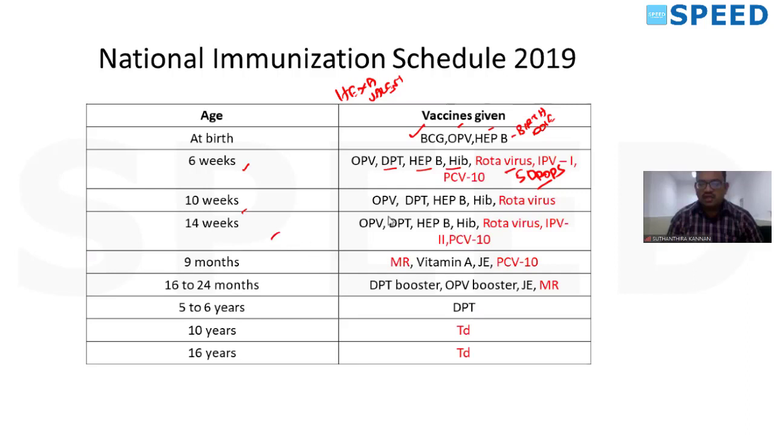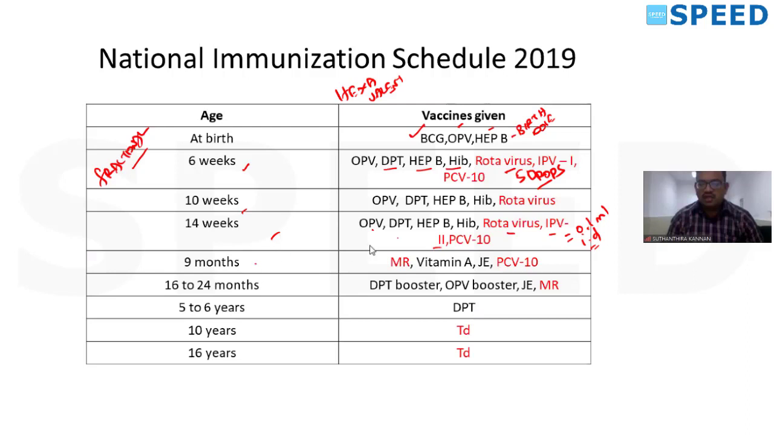The next vaccine is at 14 weeks. What are the vaccines? OPV, DPT, again pentavalent, rotavirus, IPV second dose. IPV is given in what schedule? 0.1 ml intradermal. Normally this is called fractional IPV. Fractional IPV is 0.1 ml. The normal dose is 0.5 ml. One fraction is given.